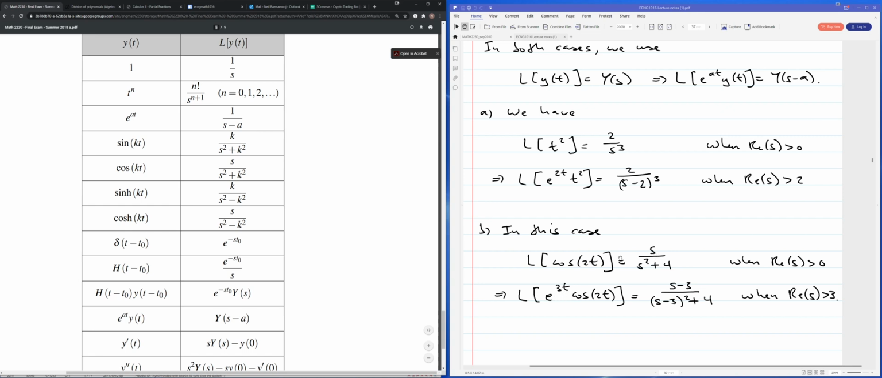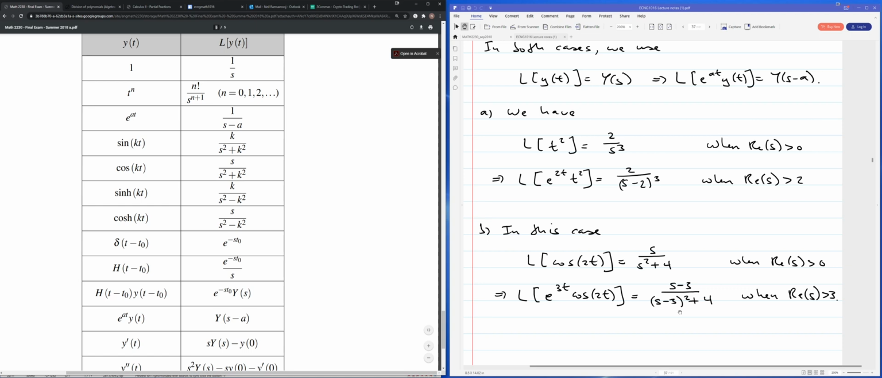So if the Laplace of cos 2t is s on s squared plus 4, then the Laplace of the exponential e to the 3t times cos 2t is found by taking this expression s on s squared plus 4, and wherever you see the s, you replace the s by s minus 3.